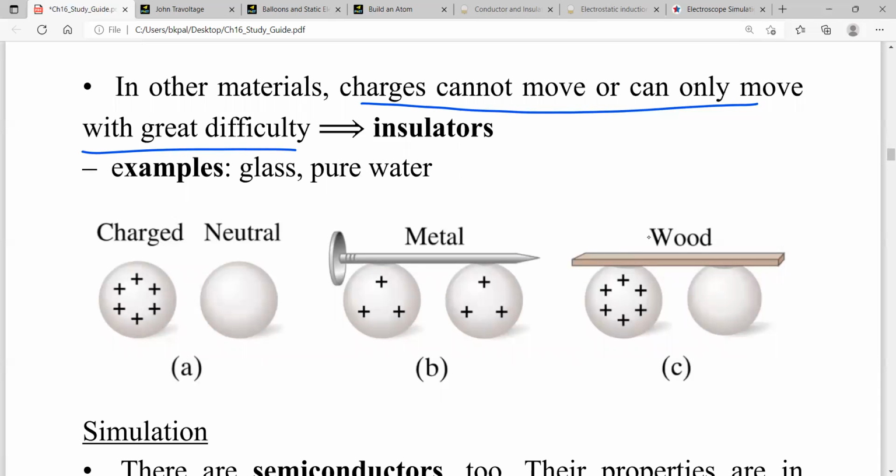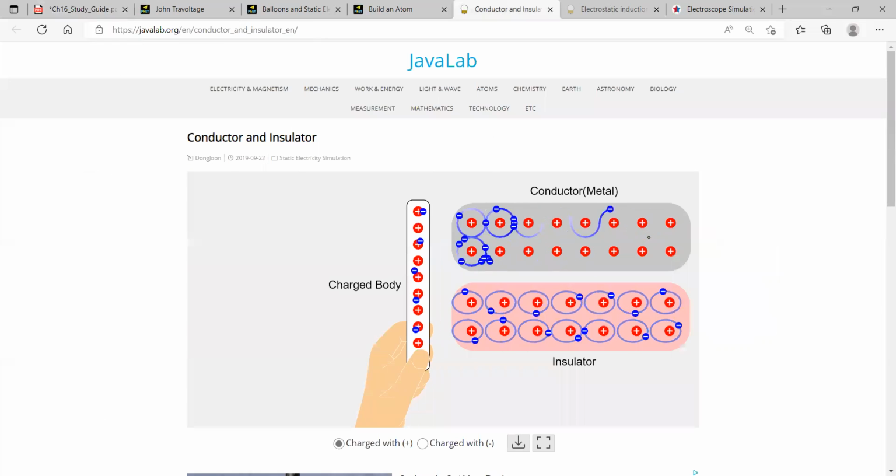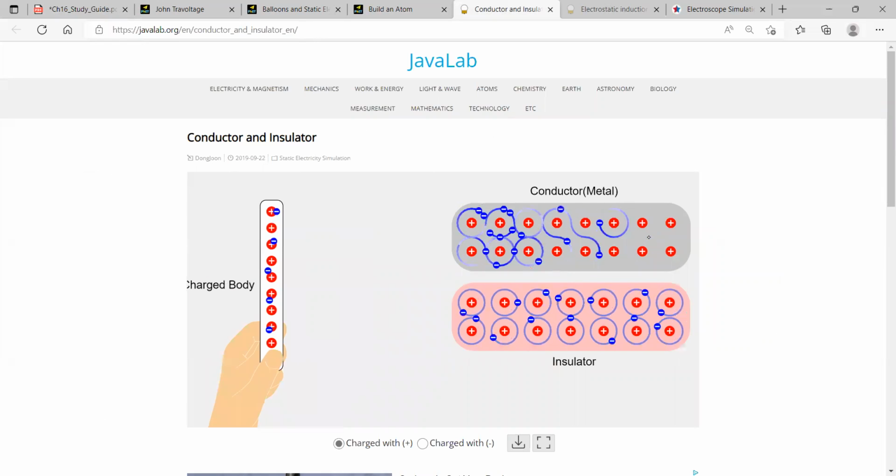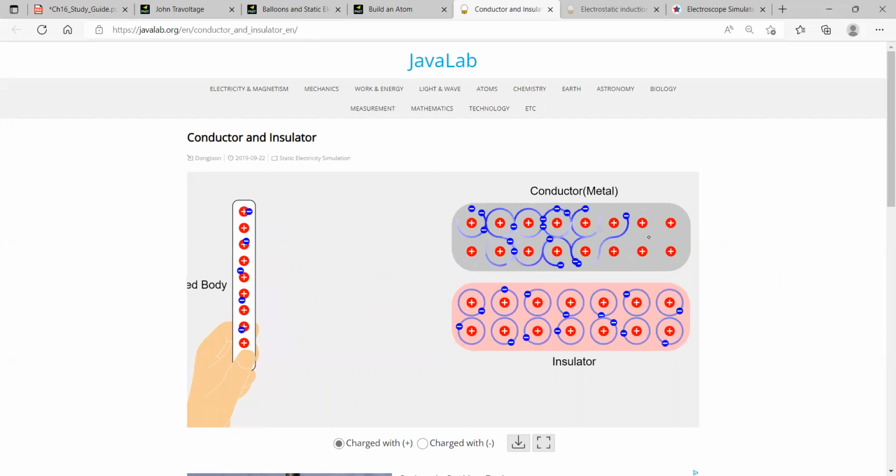So here in this simulation you can see that the top one is a conductor and the bottom one is an insulator. In the conductor, you see that the negative electrons are freely moving within. On the other hand, in the insulator, the electrons are closely bound to each atom. They are not free to move.